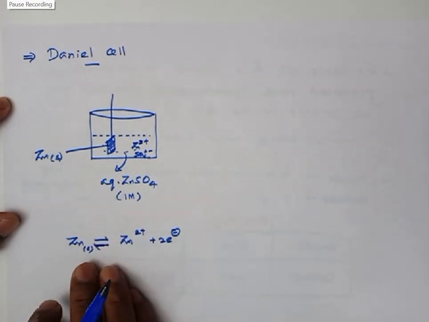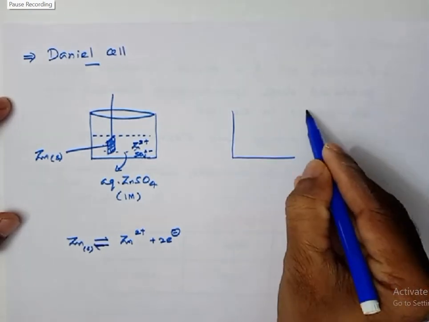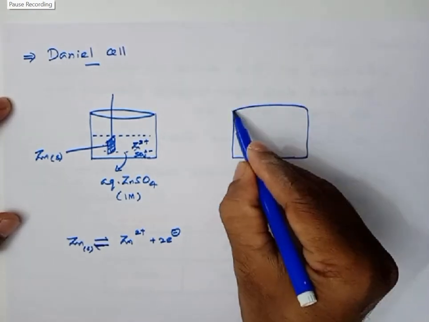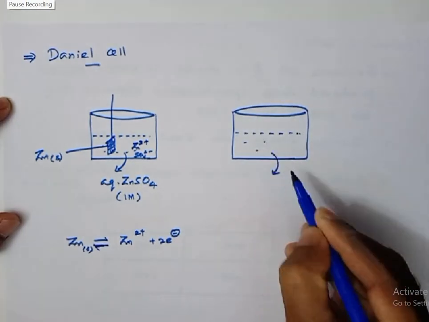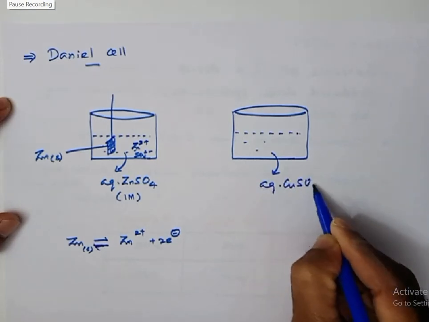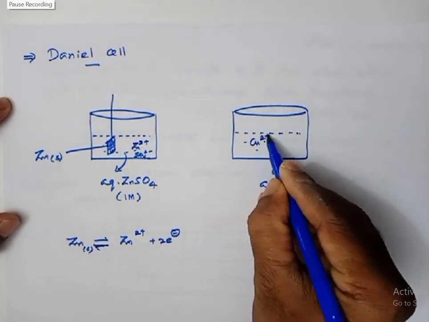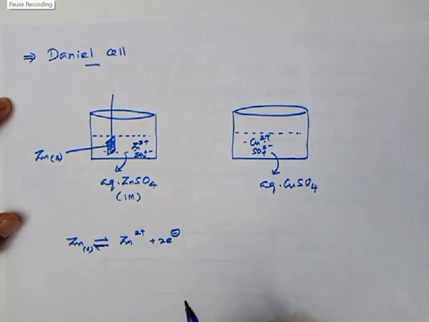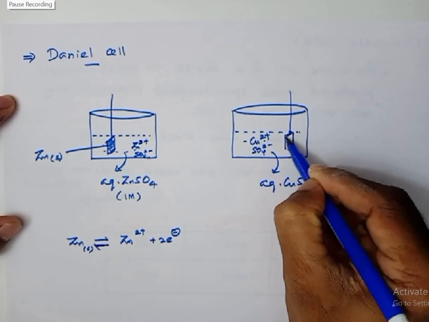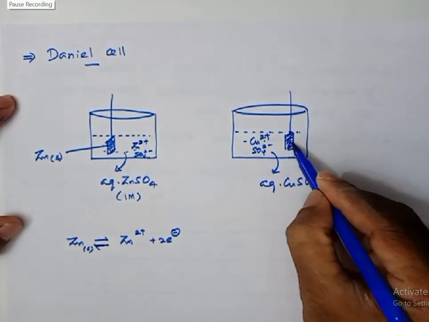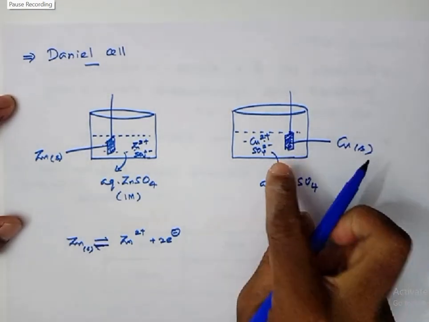Now what will happen, students? I will take another container. In this container, I am going to take an aqueous solution of copper sulfate. Copper sulfate ionizes to give cupric ions, Cu2 plus, and sulfate ion, SO4 2 minus. Now I will immerse another electrode here, which is a copper rod or a metallic copper plate, so copper solid. So here copper is immersed in copper sulfate solution.